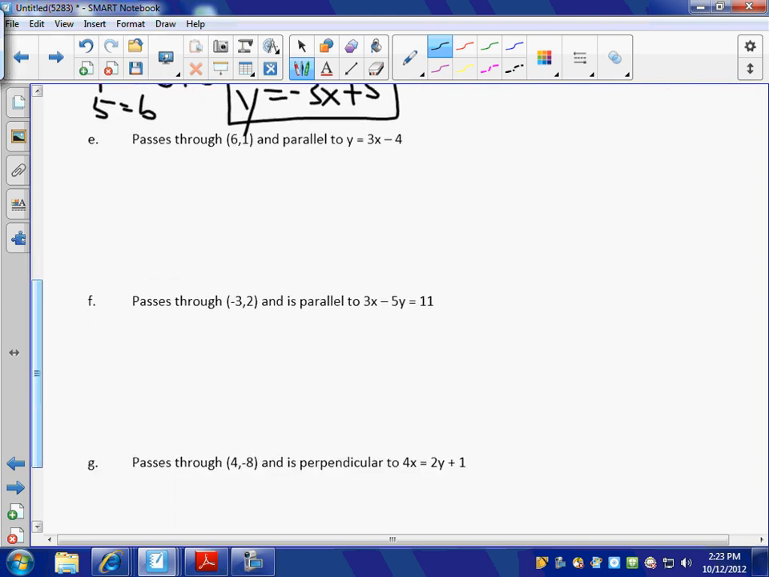Passes through (6, 1), is parallel to y equals 3x minus 4. What two things do you need in order to write an equation? Slope and a point on the line. Do I have the point on the line? (6, 1). How do I find the slope? It's the same as this, it's 3. So since it's parallel to that, I can write y equals 3x minus 4 because that's the y-intercept, right?